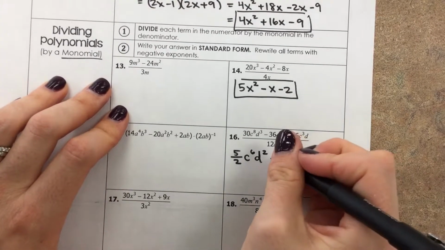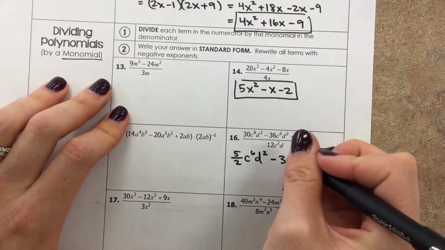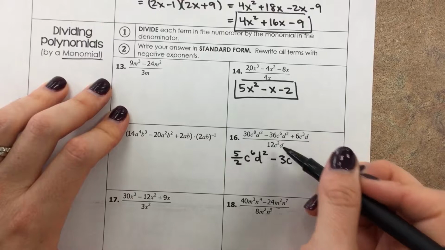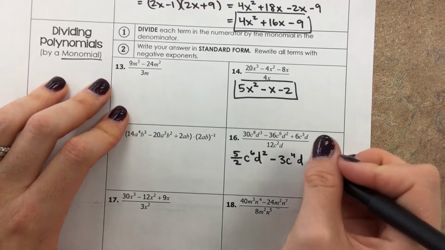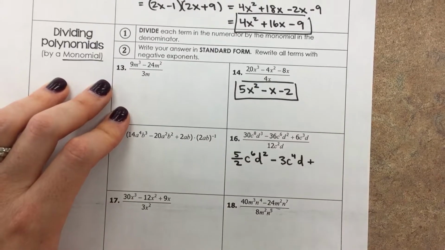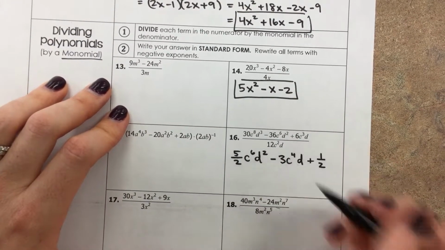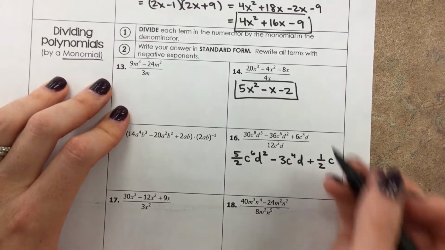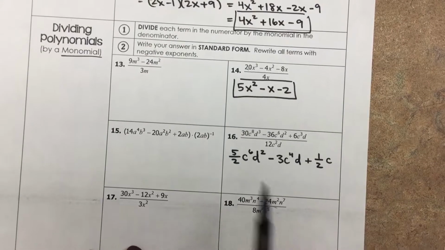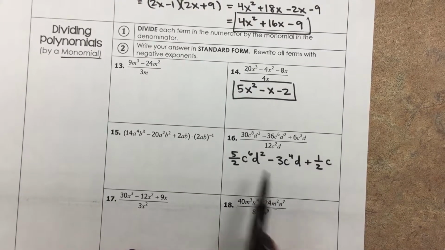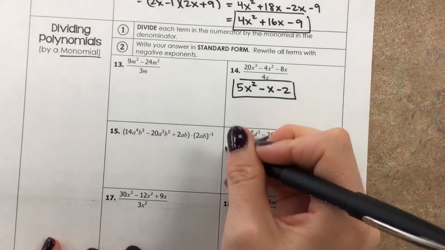Minus, now let's move to the next term, 36 over 12 is 3. C to the 6th over C to the 2nd is C to the 4th, we subtract. D to the 2nd over D is just one copy of D. And finally, last piece, plus 6 over 12 doesn't divide, but it does reduce down to 1/2. C to the 3rd over C squared is C, and D over D just cancels. So standard form means alphabetically we look at the C's. They are in descending order, C to the 6th, 4th, 1st, and there are no negative exponents.